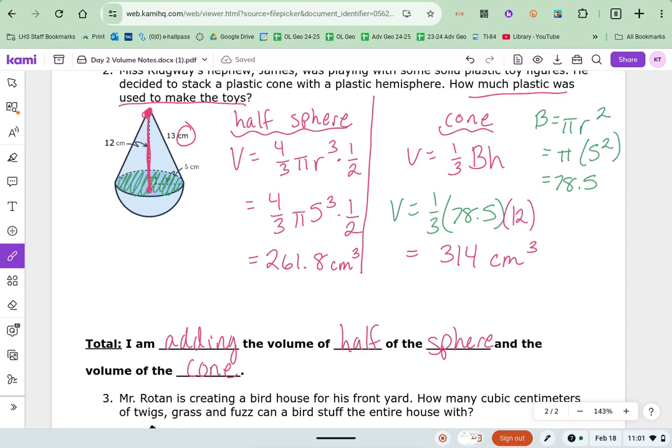All right, and then these were two separate shapes that we're adding together. So to put them together, we'll get 261.8 plus 314. So I get 575.8 centimeters cubed for our final answer.